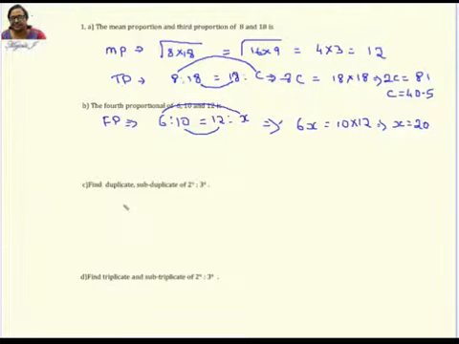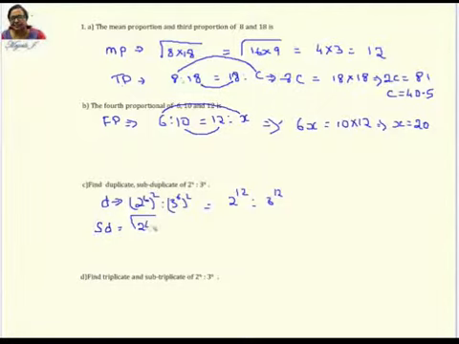Find the duplicate and sub-duplicate of 2 power 6 and 3 power 6. So what do you mean by duplicate? When I say duplicate, it is like squaring them. So you have 2 power 6 and 3 power 6. The minute you say duplicate, you just have to square these two. So this will be 2 power 12 and this is 3 power 12. That is what duplicate is. When you say sub-duplicate, you have to find the root of this 2 power 6 and 3 power 6. That is nothing but 2 power 3 and 3 power 3.